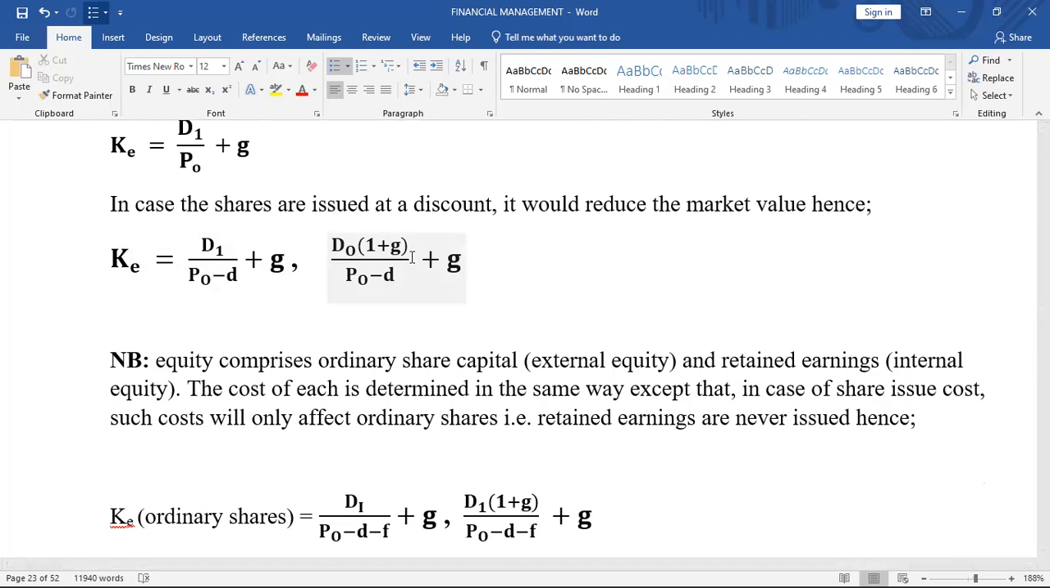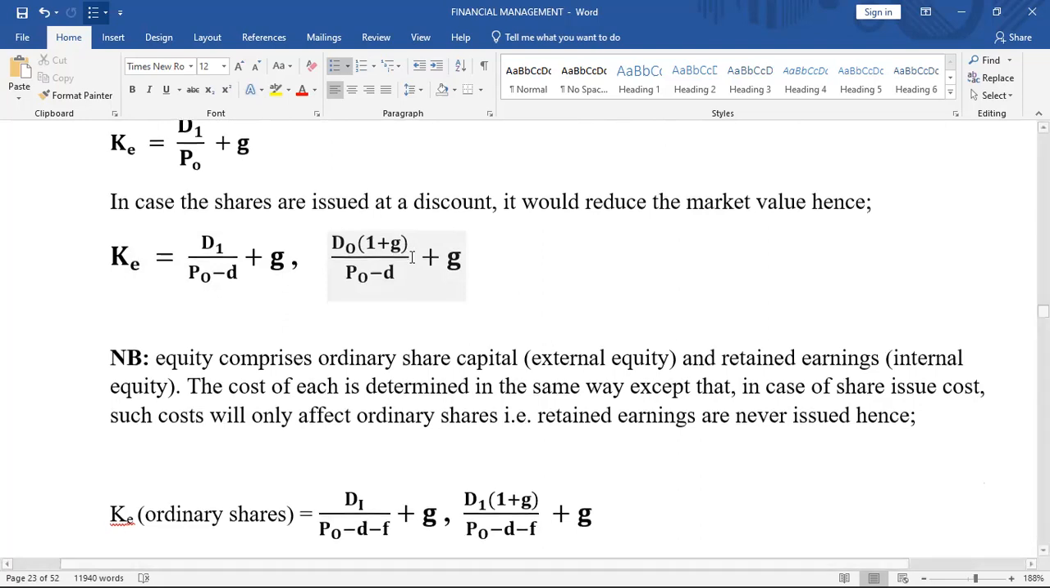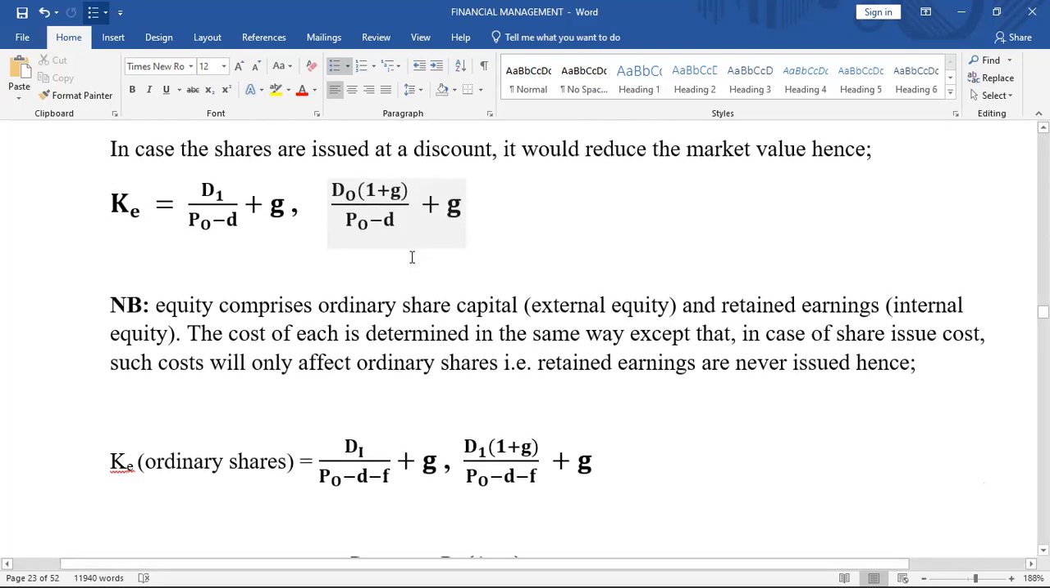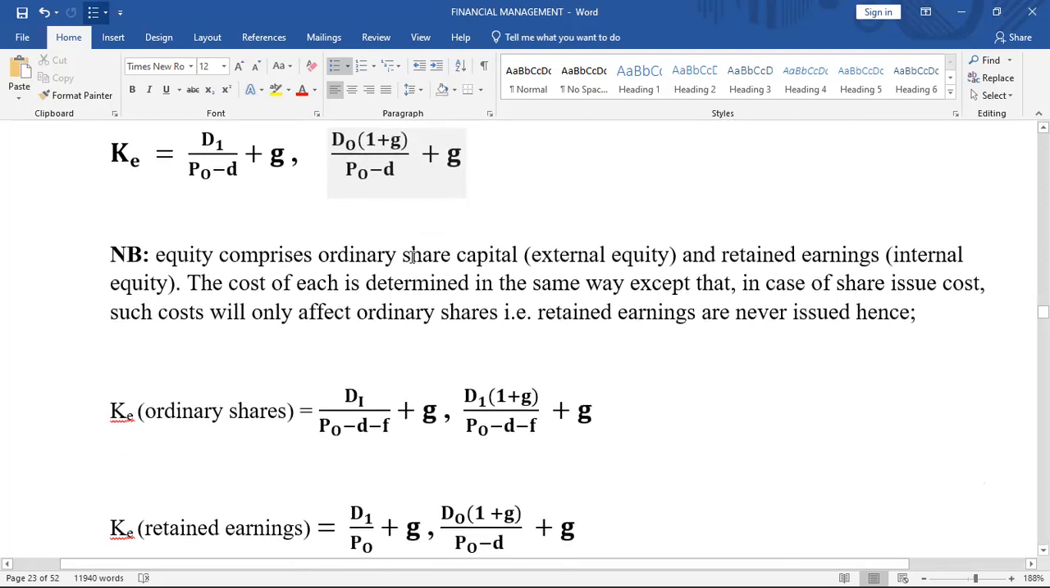But when we are given the dividends which have just been paid during the period, we normally take D0 (1 plus g), divided by P0 minus D, plus g. These are the computations which I will assist you with when I do our illustrations. Equity comprises ordinary share capital, which is our external equity, and retained earnings, which is our internal equity.